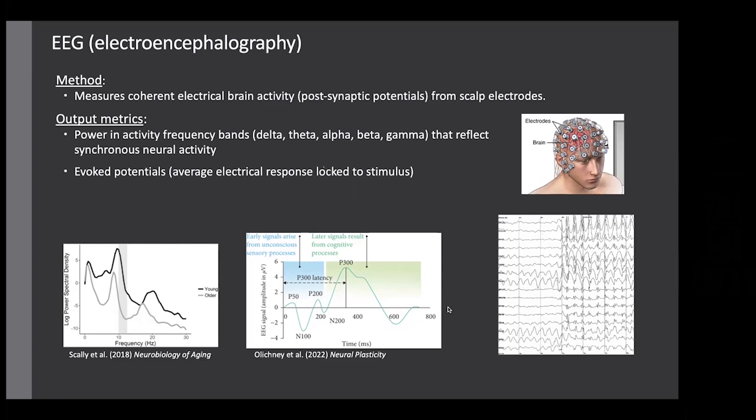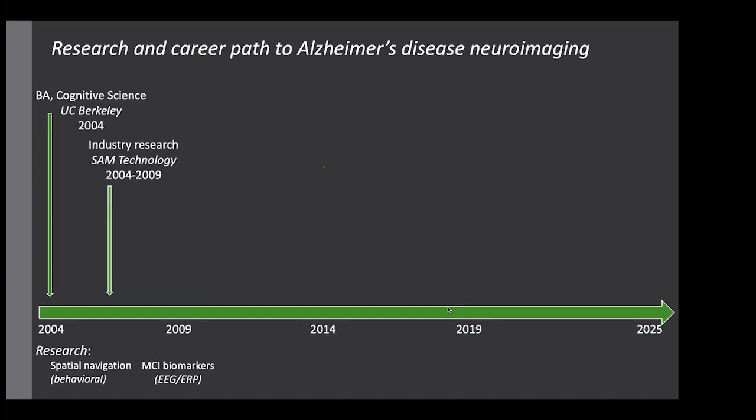In addition, EEG can be used to measure something called evoked potentials. This is the average electrical response locked to some sort of sensory or cognitive stimulus. And we get these characteristic peaks or troughs of activity that correspond to either sensory or cognitive processes that are linked to that stimulus. Okay, so moving along, sorry, I'm doing kind of a whirlwind through these techniques, but moving along, after my time in industry, I realized that I loved research and decided this was the path for me.